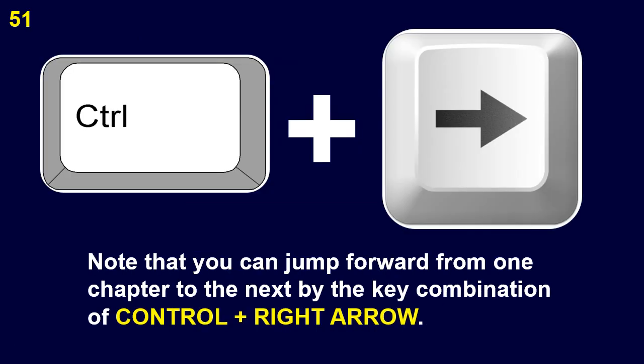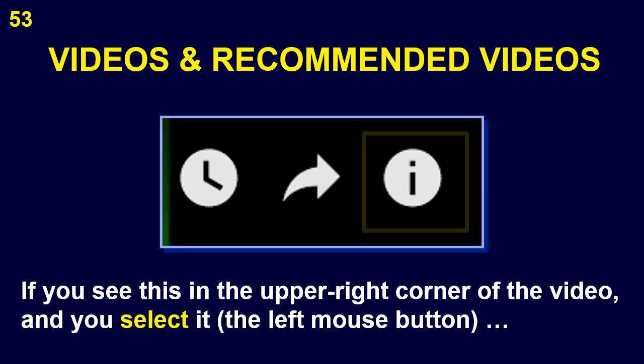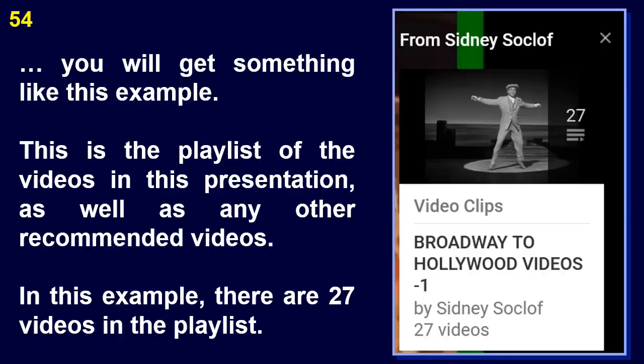Note that you can jump forward from one chapter to the next by the key combination of Ctrl plus right arrow. Similarly, you can jump back from one chapter to the previous one by the key combination of Ctrl plus left arrow. Chapter 9. If you see this in the upper right corner of the video, and you select it with the left mouse button, you will get something like this example.